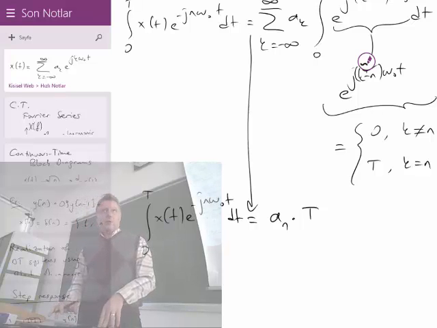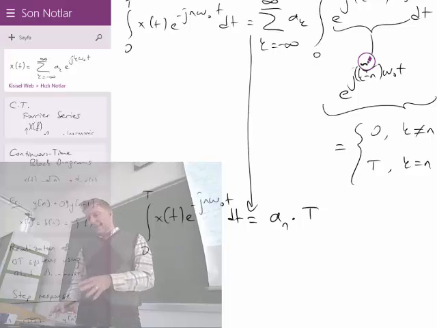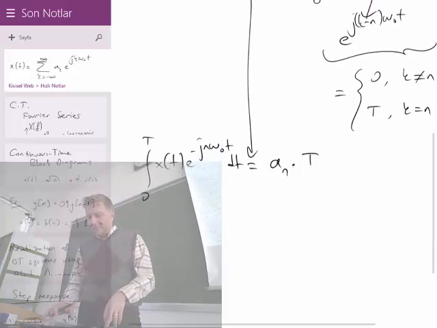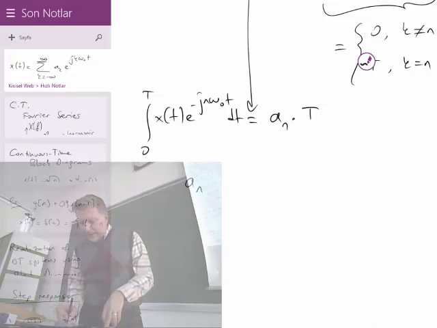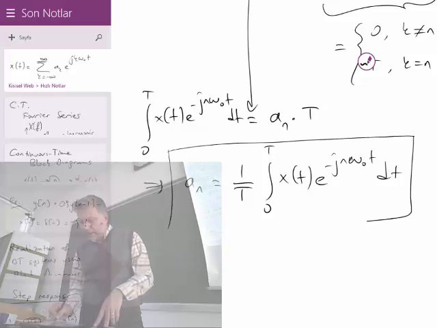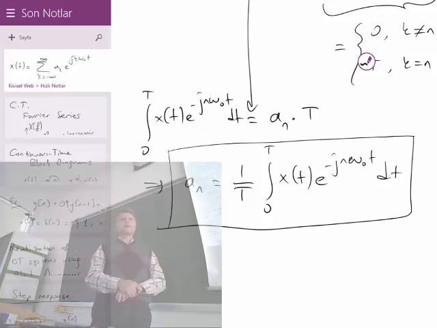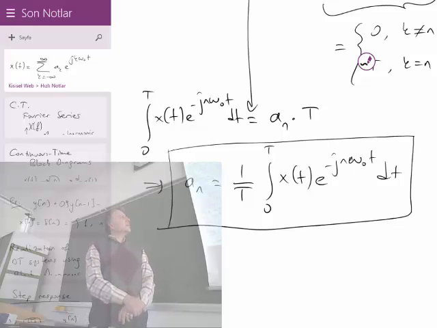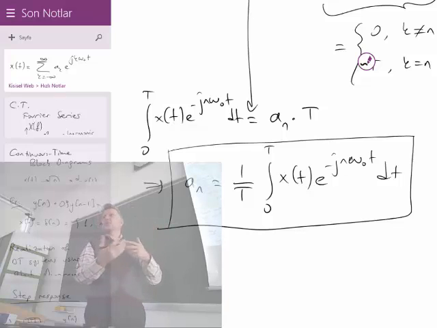Now, we have already discovered the formula for a_k. In fact, a_n with a different name, we found it. Therefore, a_n is equal to 1 over capital T times the integral from 0 to capital T of x(t) e to the minus j n omega 0 t dt. And here is our famous formula for discovering the nth Fourier series coefficient. If you just replace n with k, it will correspond to the kth Fourier series coefficient, of course.